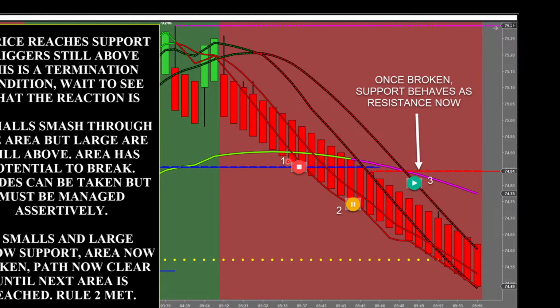Same thing in a downtrend. Price goes down, hits Fibonacci support. Where are my triggers? They're all above, even if it's just for an instant. And I have to do absolutely nothing and wait for the reaction. Once the small smash through, 50%, and the large have not, 50%, 50-50 trade, this area has the potential to break as long as I have momentum, but it's not broken until the small and large get below, at which point Fibonacci support behaves as resistance. And my path remains clear until I reach the next area.